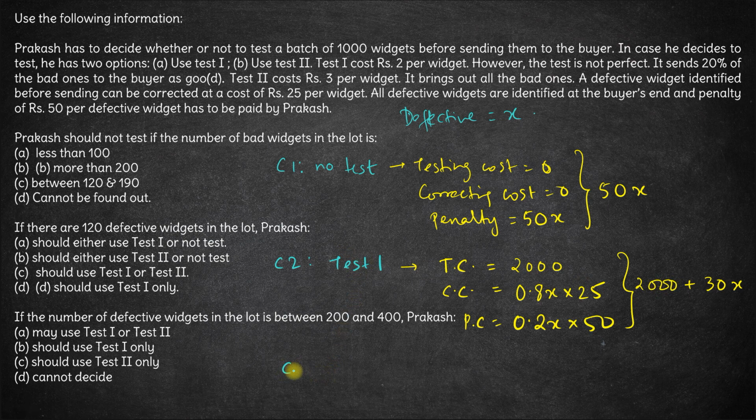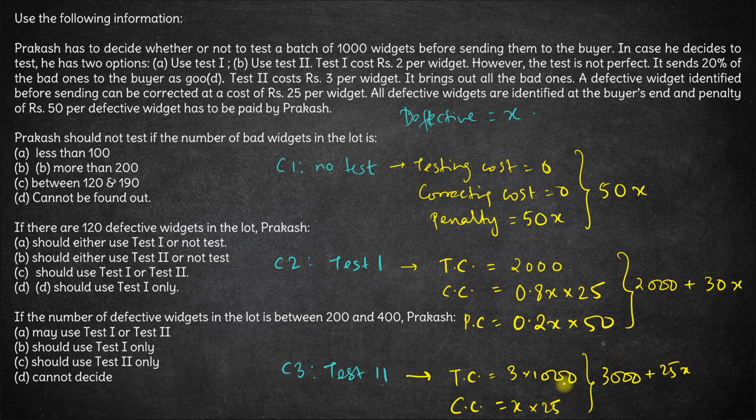And finally case 3, if he uses test 2, what will be the costing? Let's see. For test 2, the cost per widget will be 3 rupees. So the testing cost will be 3 into 1000, as there are 1000 widgets in total. Correction cost: test 2 will detect all the defective widgets and the correction cost is 25 per widget, so the correction cost will be X into 25. So the total cost here will be 3000 plus 25x.